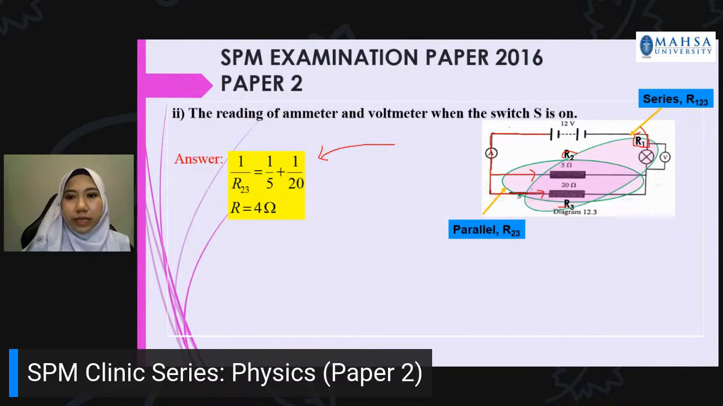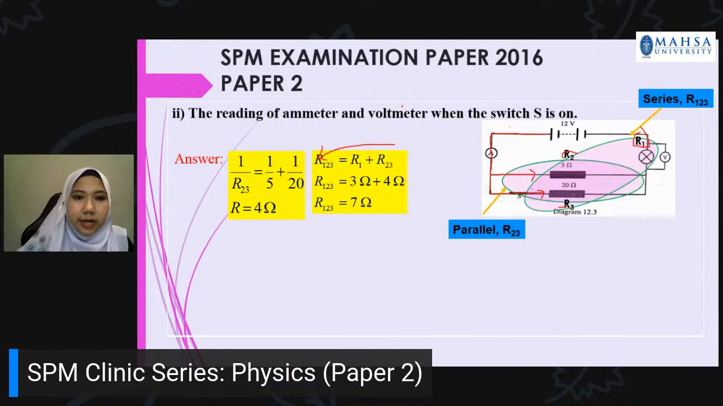Okay, next working. Now you have R2, R3 with the R1. You now have one value for your R2 and R3, which is 4 ohm. The next connection, R2, R3 with the R1, is the series connection. Next, you need the formula of the series connection: R123 is equal to R1, which is 3 ohm.